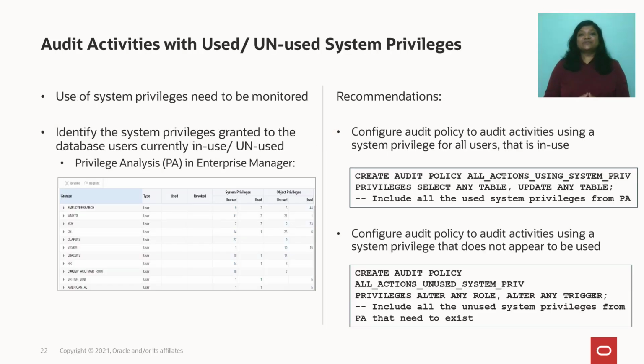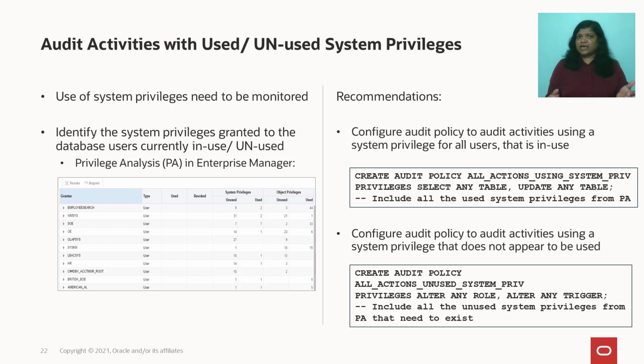Next is monitoring the use of system privileges. The use of system privileges should be monitored very closely. System privileges are very powerful as they allow you to access objects across multiple schemas or allow you to make the changes that impacts the entire database. Such privileges should be granted only when necessary, preferably to roles and trusted users of the database.